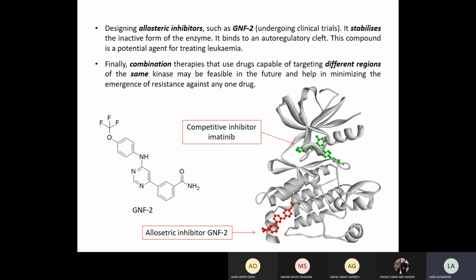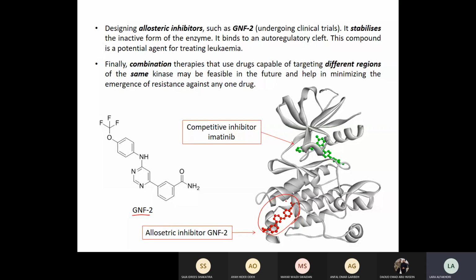Another approach is the development of allosteric inhibitors, or inhibitors that do not reach even the ATP binding site or the pockets around it. When we say allosteric, yes, a completely different binding site, such as for instance GNF2. That's an allosteric inhibitor or an allosteric modulator of this enzyme, which is highlighted in red.